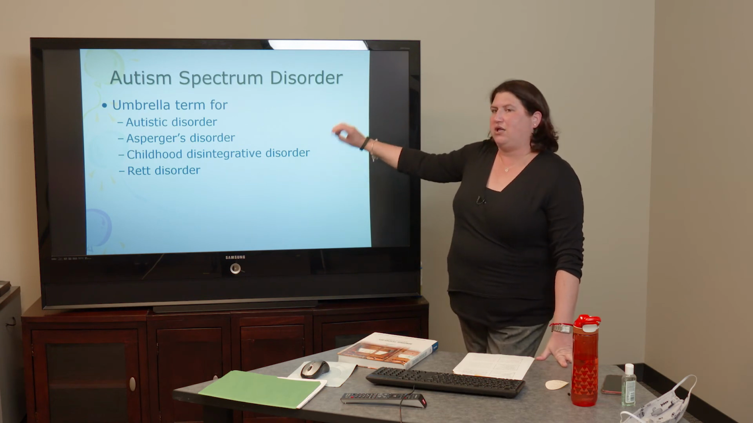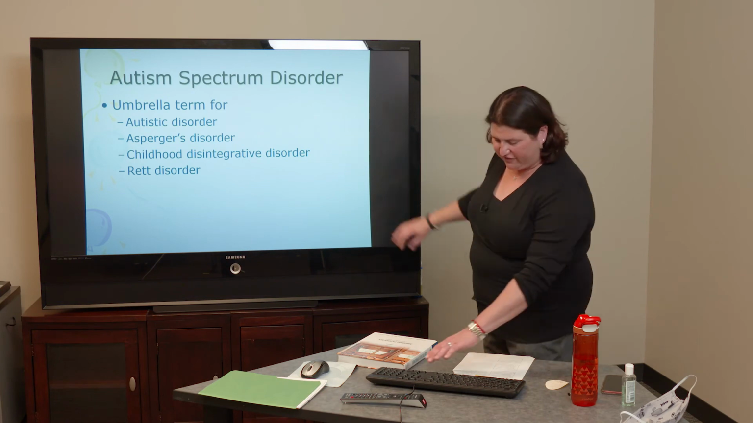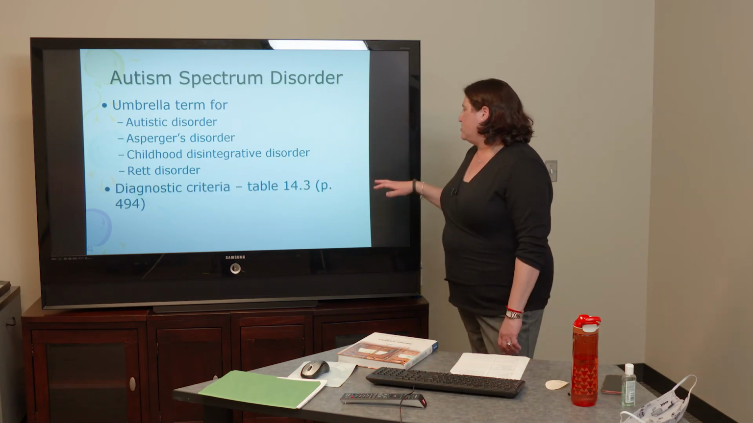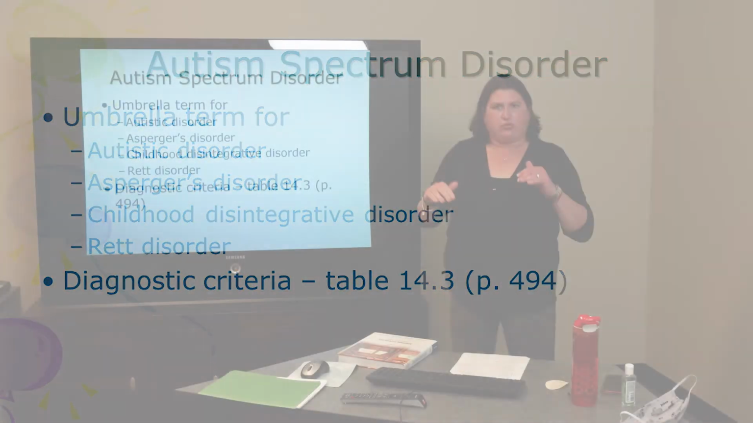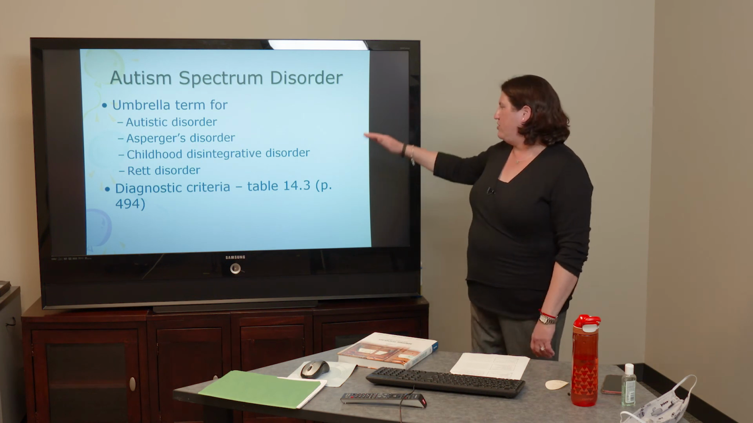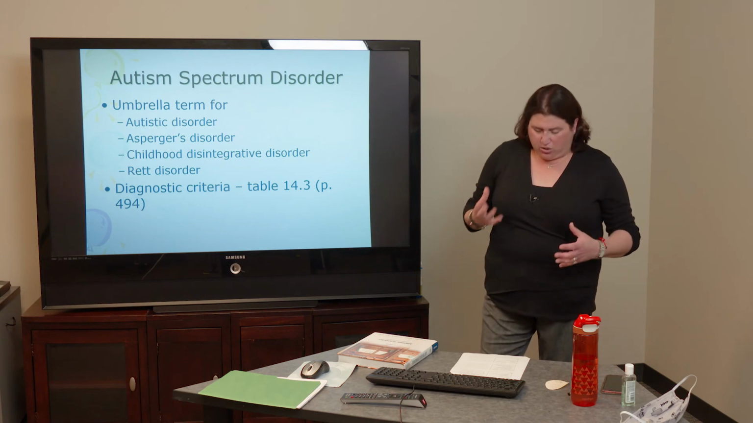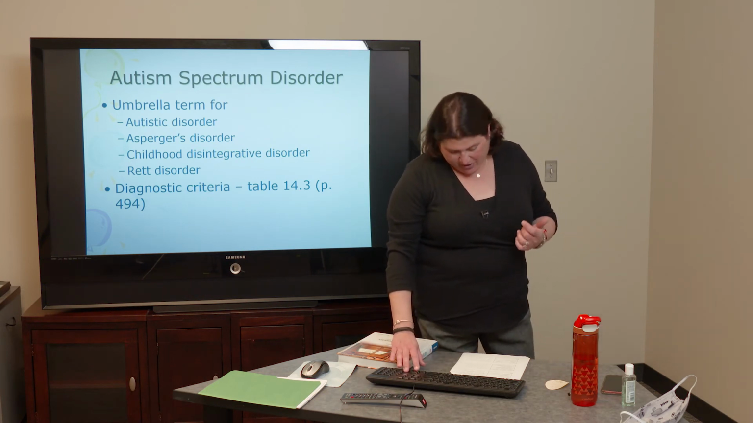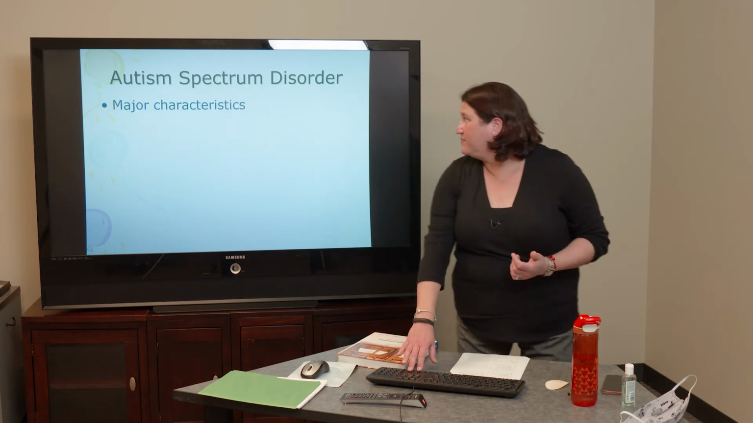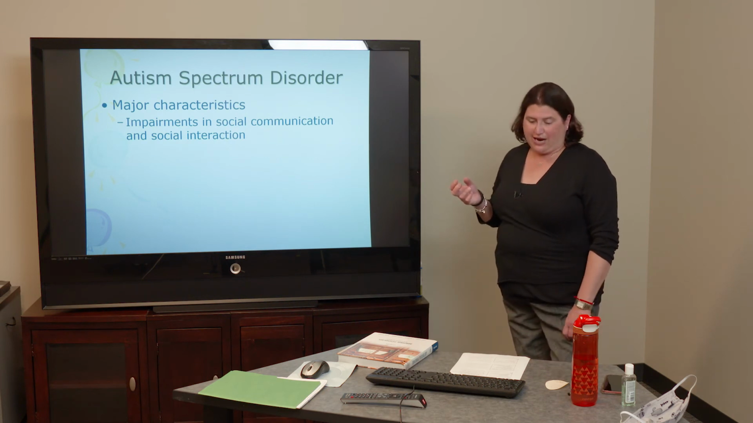All of these have been collapsed into the umbrella term of autism spectrum disorder in DSM-5. And you'll find the diagnostic criteria in your text, table 14.3, page 494. So instead of running through all of the diagnostic criteria, which I know you're capable of reading, we're going to just talk about what autism looks like, what it is, what the major characteristics are, okay? So the major characteristics are impairments in social communication and social interaction.